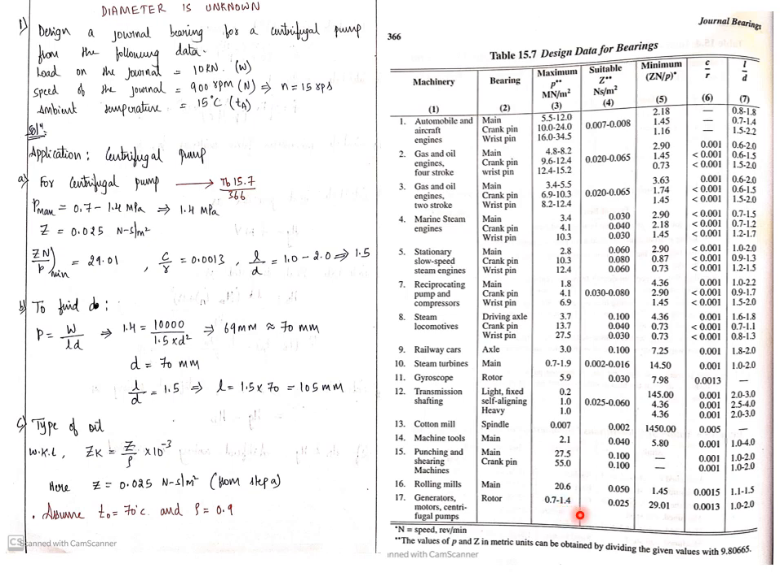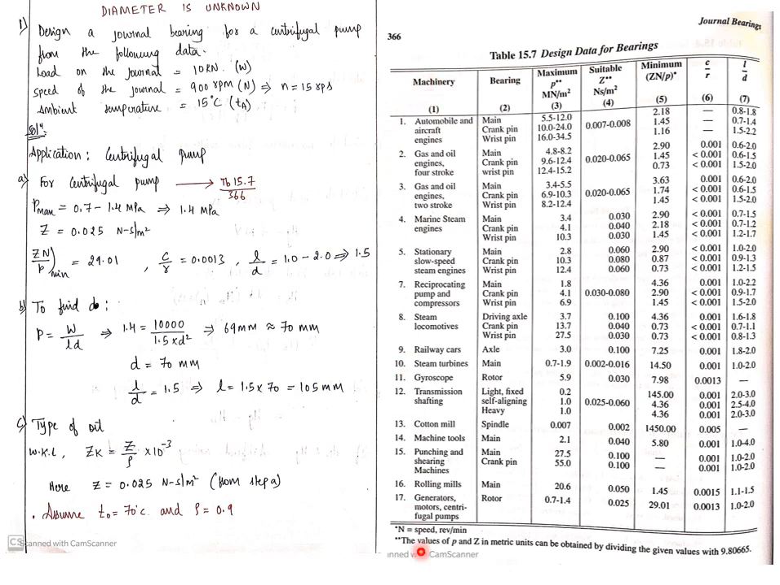Similarly, you can take the suitable Z value, that is 0.025. Next, ZN by P as 29.01, next C by R as 0.0013, L by D as 1 to 2. Usually you can take L by D as 1.5. This is an important step that you have to note down from the table for further solving the problem. Okay, so this is clear.